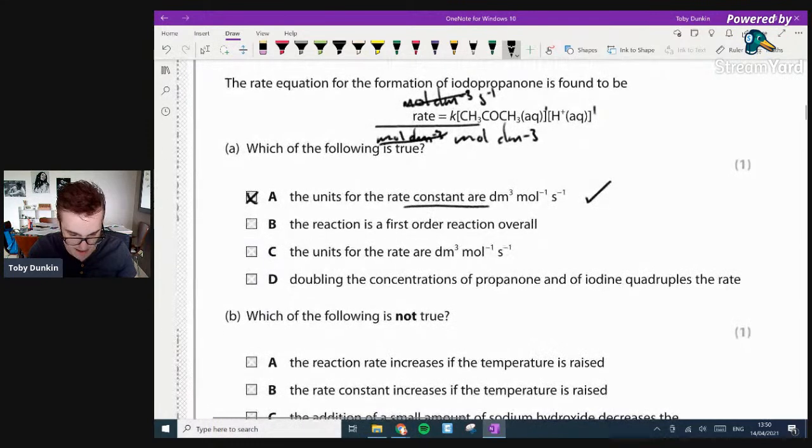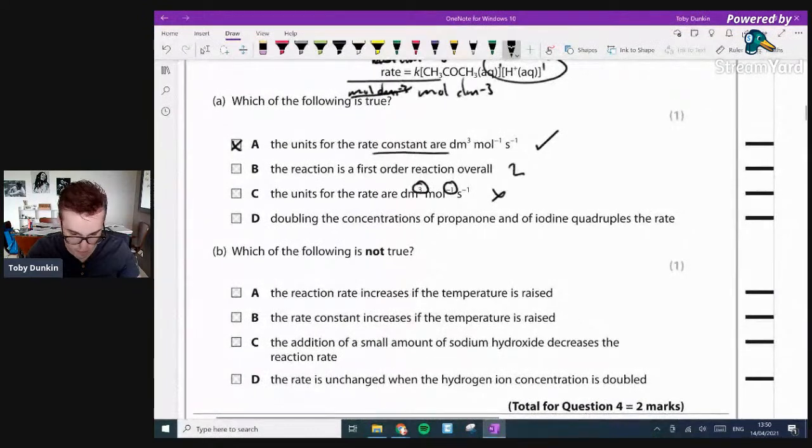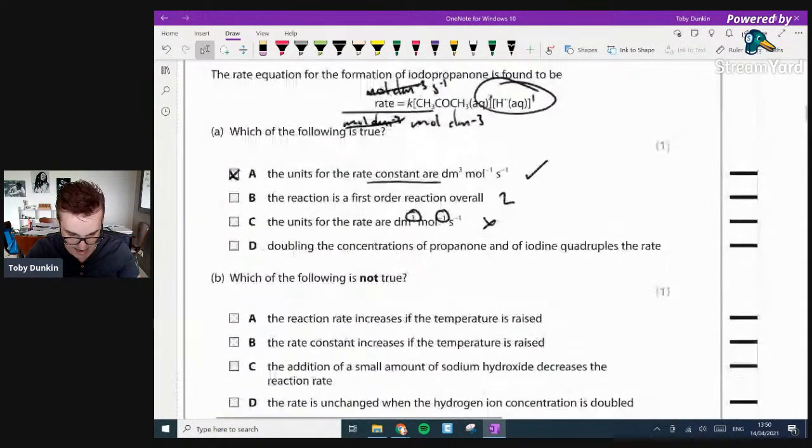I will just check the rest of them since I'm here. The reaction is first order overall. No, that's not correct. The overall order is the sum of the orders of each of the reactants in the rate equation. In this case, the overall order would actually be second. The units for the rate are dm3 moles to the minus 1. So that's not correct because those are reversed. So that's not correct either. Doubling the concentration of propanone and of iodine quadruples the rate.